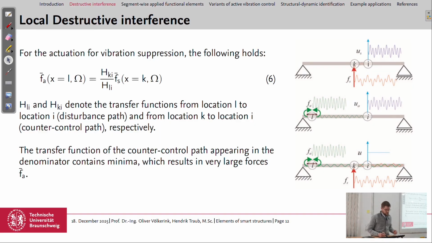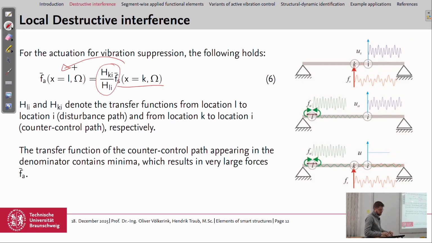And then with equation 5 from the slide before, we can transform it by this. So we have the fraction of the two transfer functions multiplied by the function describing the external excitation. And this would give us the needed excitation of the actuator to suppress the vibration in this point I.